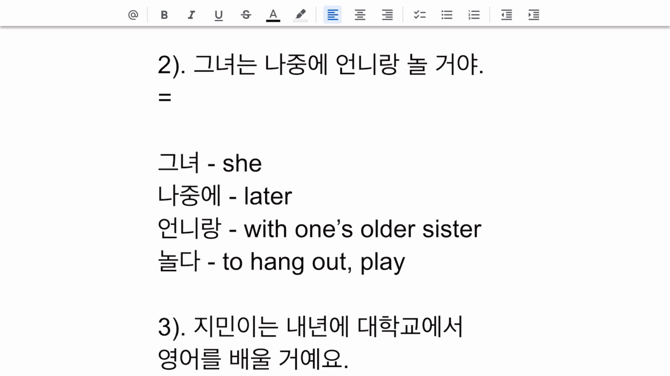And then 놀다. 놀다, we learned it as to play, but it can also actually mean to hang out with someone. So 놀 거야, they will hang out. She will hang out with her older sister later.